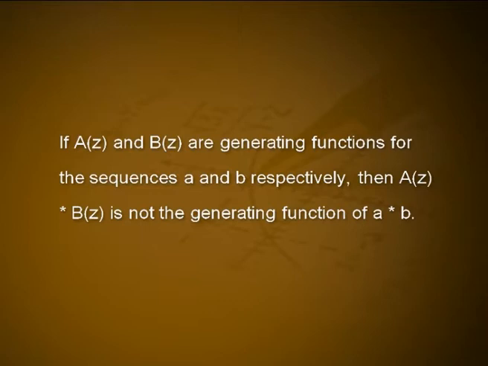Note: if A of z and B of z are generating functions for the sequences A and B respectively, then A of z times B of z is not the generating function of A star B.